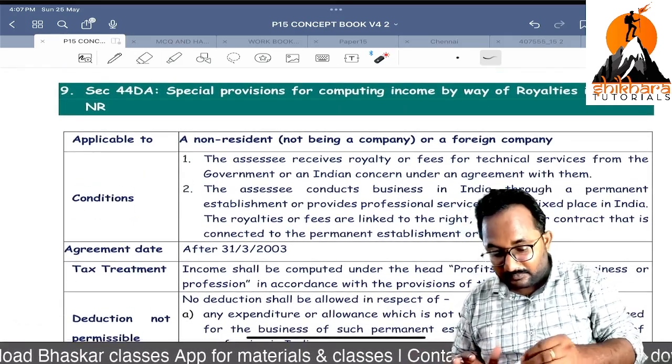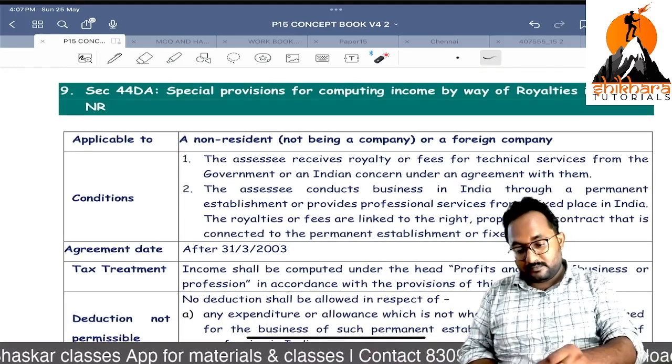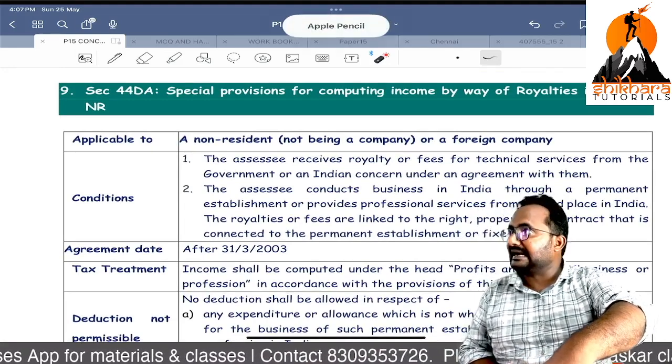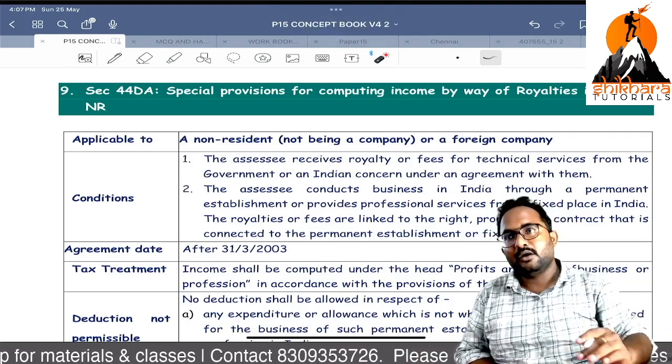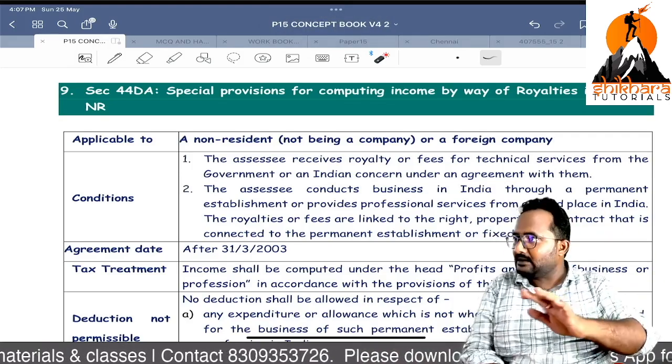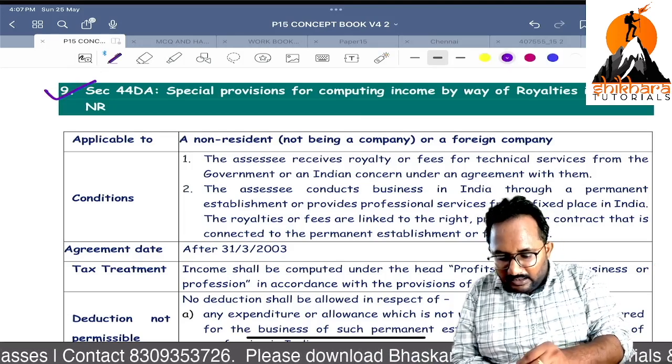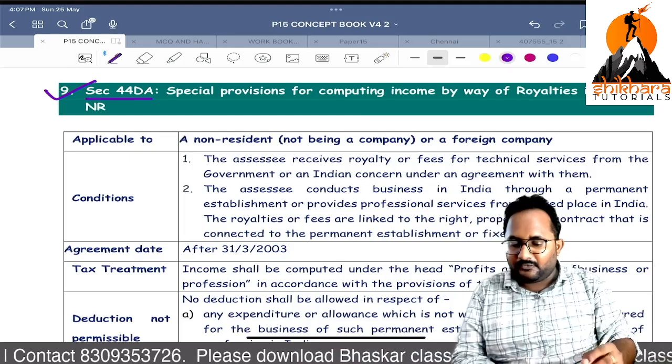Ma, in our newly released workbook also we have questions. Mandatorily we can discuss all the questions related to non-resident. In workbook we have 6 or 7. We can discuss total 6 or 7. Now remember 44 DA. What is that 44 DA, ma?